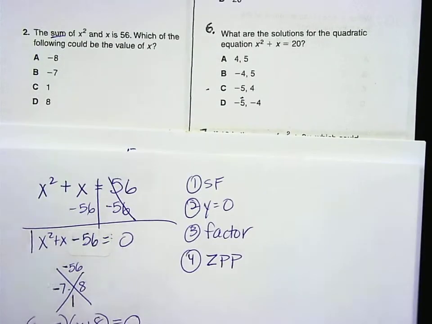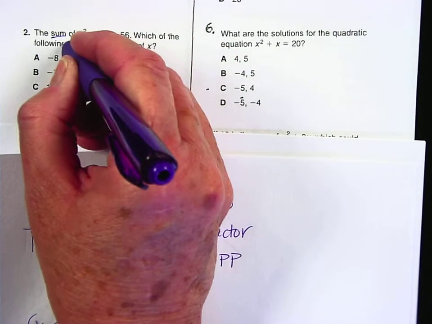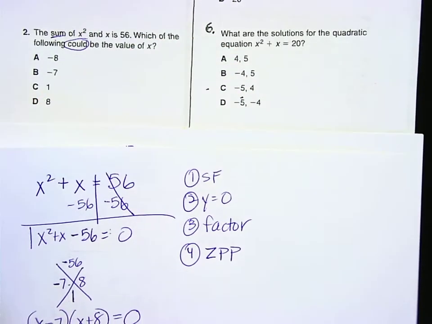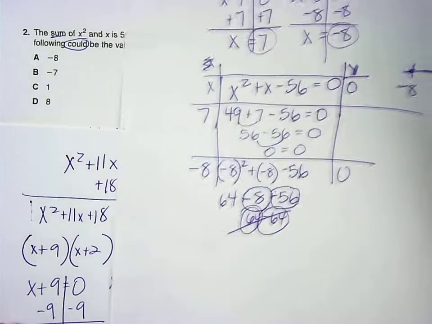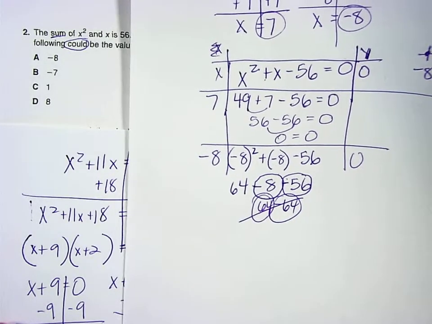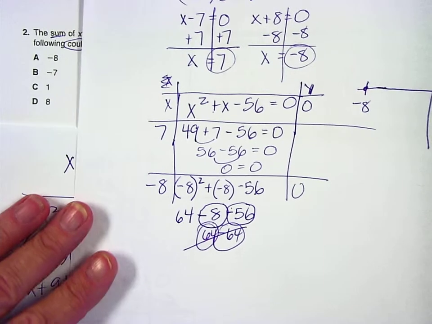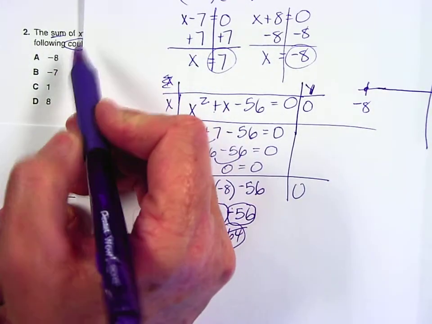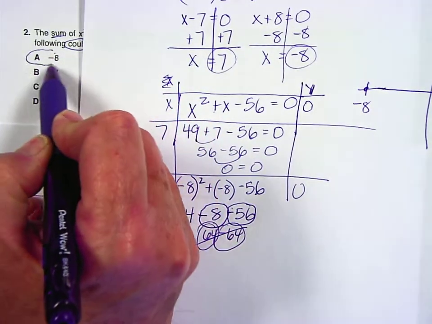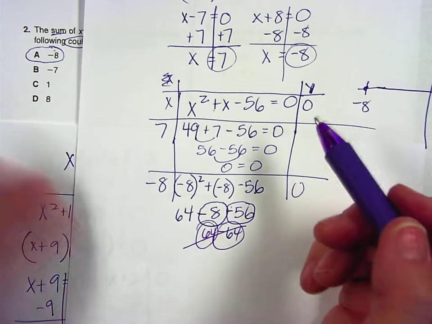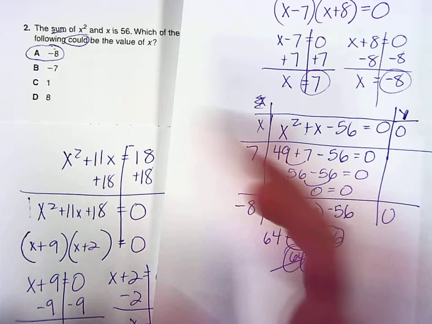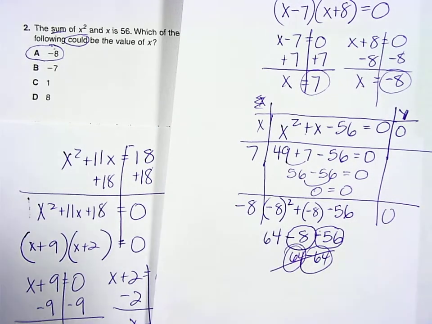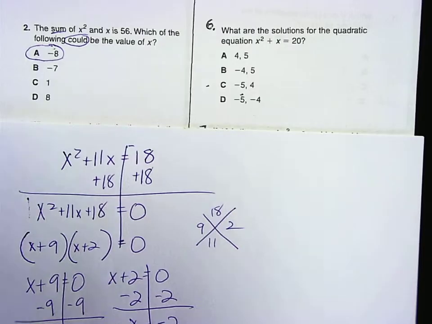It says, which of the following could be the value of x? Well, when we did number 2, x had two values. Their values were positive 7 and negative 8. Well, the only value that I see there is negative 8. So x could be negative 8, could also be positive 7. That answer doesn't happen to be there. But it just says could be one of the values. Well, that is one of the values.